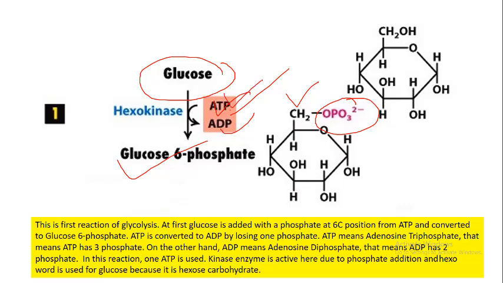ATP means adenosine triphosphate. That means ATP has 3 phosphate. On the other hand, ADP means adenosine diphosphate. That means ADP has 2 phosphate. In this reaction, 1 ATP is used. Kinase enzyme is active here due to phosphate addition, and hexo word is used for glucose because it is hexose carbohydrate.